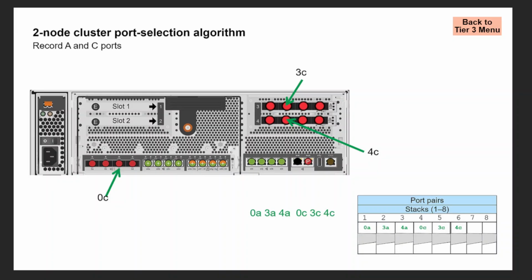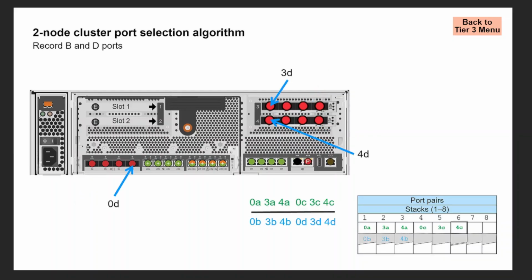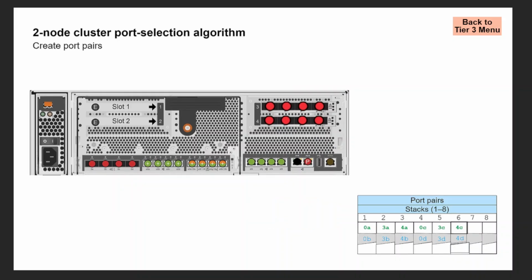Next, add all the available C ports to the list of ports: 0C, 3C, and 4C. Discard any port numbers that are in use or that are reserved for use by a non-shelf device, such as a SAS tape library. Write down all available B ports: 0B, 3B, and 4B. Then record the available D ports: 0D, 3D, and 4D. Finally, shift the first B port to the end of the line. You now have sets of ports that do not create a single point of failure, or SPOF.